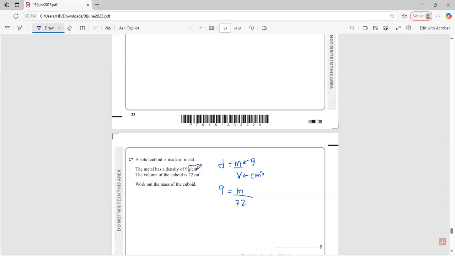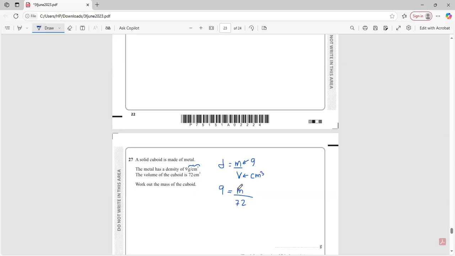But for this, they match. So you have cm cube, grams per cm cube, and you have cm cube also. And of course, nobody needs to tell you that the unit of mass will eventually be grams, because that's what matches with the unit of density. All right, so let's flow.